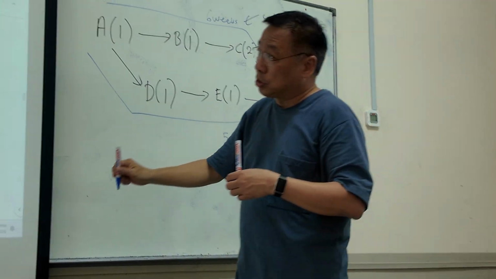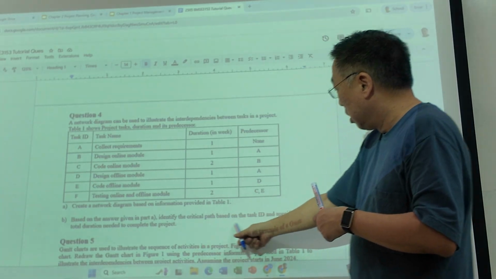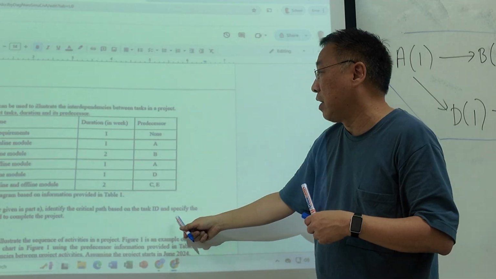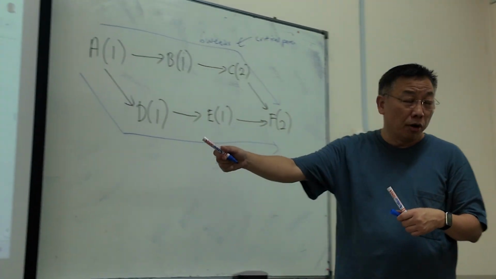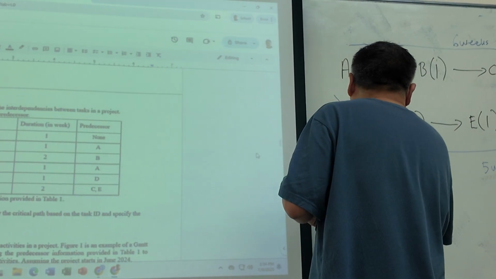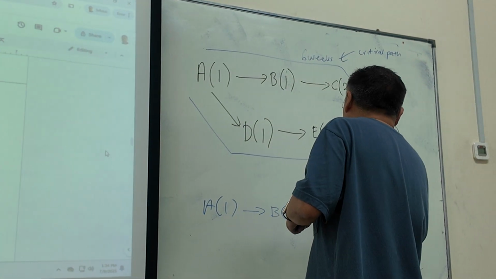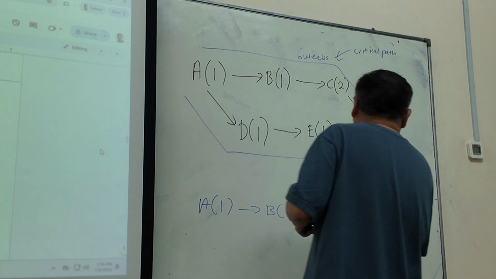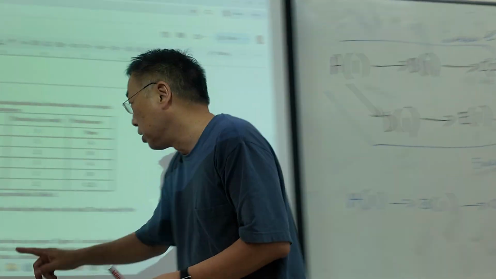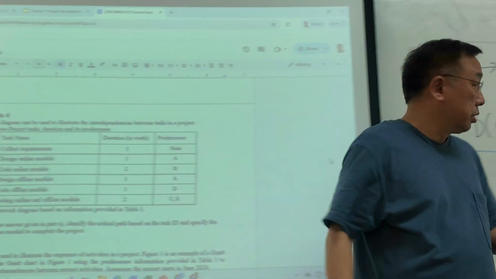So the way to answer this question, the critical path: identify the critical path based on the ID and specify the total. So the way to answer this question is you have to write it like this. The critical path answer is A, 1 to B, 1 to C, 2 to F, 2. Okay, that is to answer this question. Identify the critical path based on the task ID. So this is how you answer it.